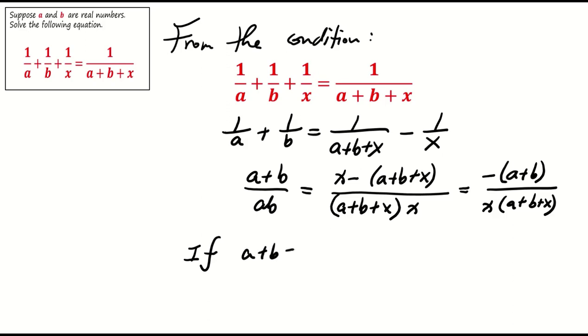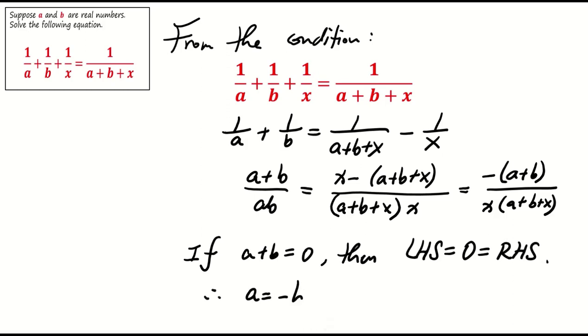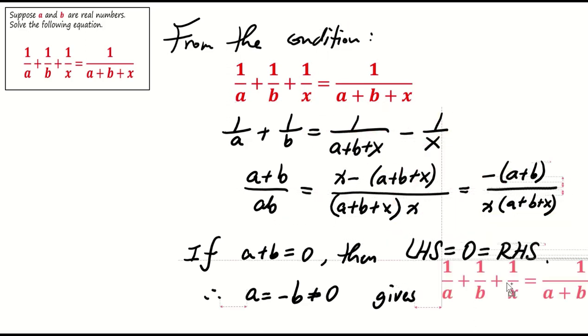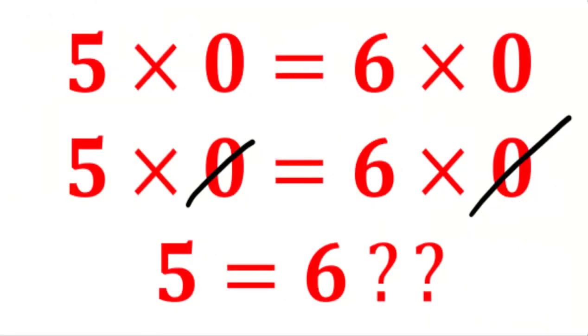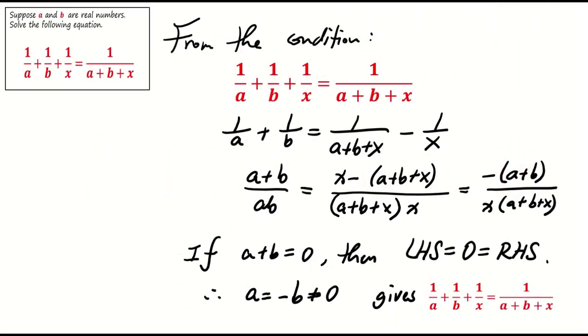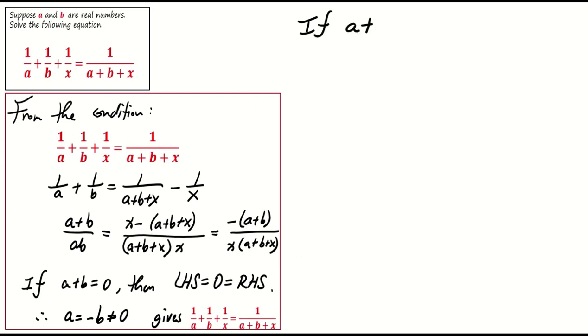If a plus b equals 0, then both the left hand side and the right hand side equal 0. This implies that if a equals negative b and is not equal to 0, then the original equation is always true for any real number x. Most online discussions miss mentioning this and proceed to cancel the common term a plus b, which may lead to incorrect answers as demonstrated.